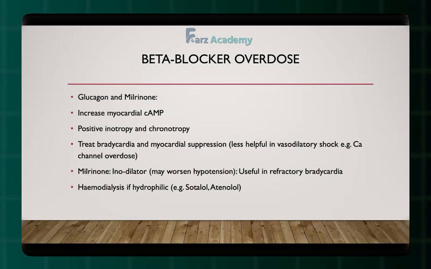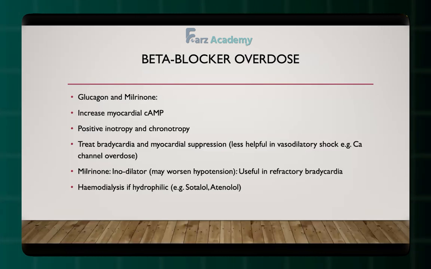Coming to the second one, which is the beta blocker overdose. Glucagon and milrinone increase myocardial cAMP, causing positive inotropy and chronotropy. They treat the bradycardia and myocardial suppression, but are less helpful in vasodilatory shock, for example, calcium channel blocker overdose. Milrinone is an inodilator. Again, it may worsen the hypotension because of its dilatory effect. Useful in refractory bradycardia. Hemodialysis if hydrophilic, for example, sotalol and atenolol.